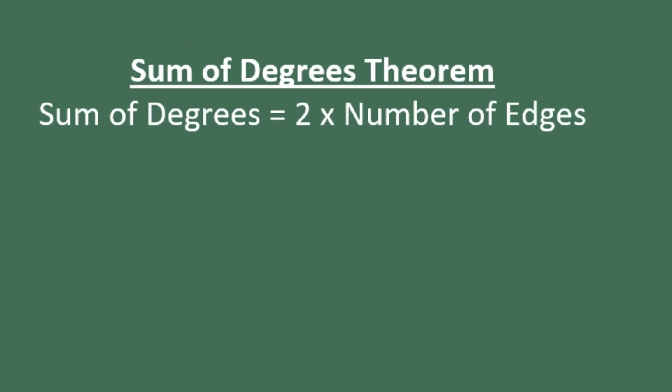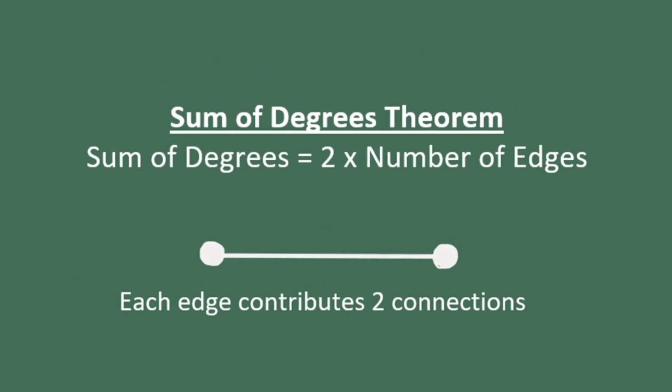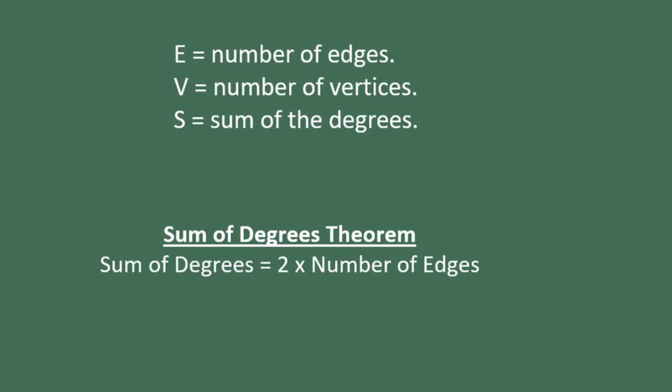So in a previous video, we learned that the sum of the degrees of a graph is equal to twice the number of edges. This is because each edge contributes two connections, and each connection counts as 1 degree. In this video, just to keep things short and sweet, we're going to let E always be the number of edges, V the number of vertices, and S the sum of the degrees.